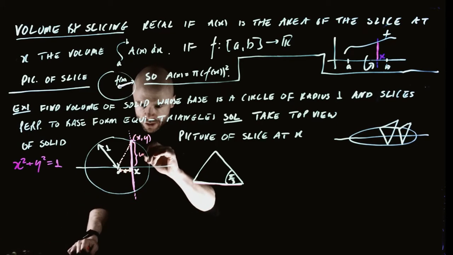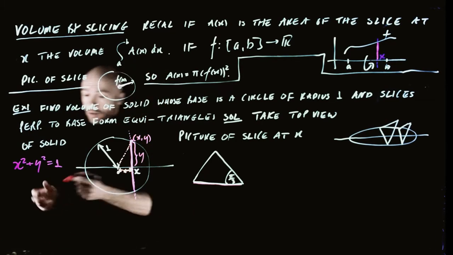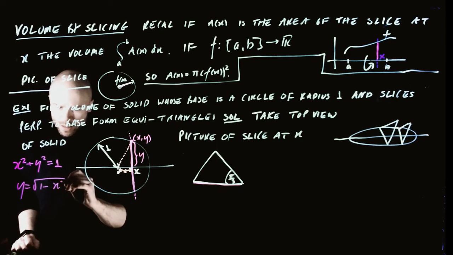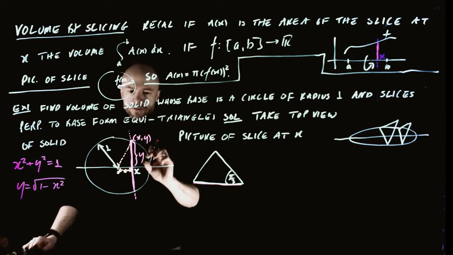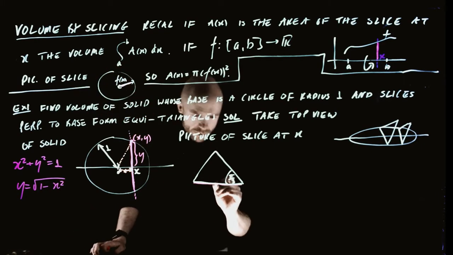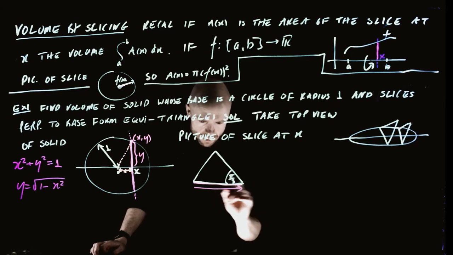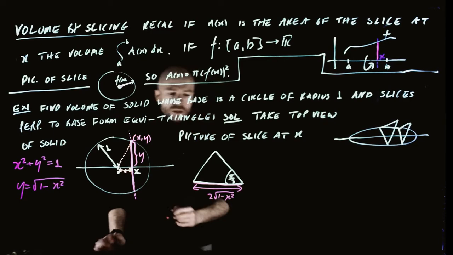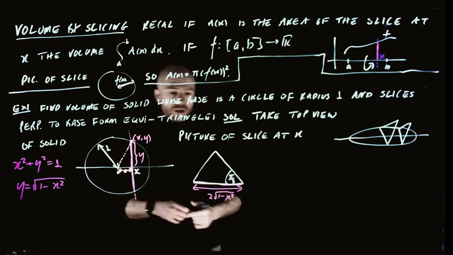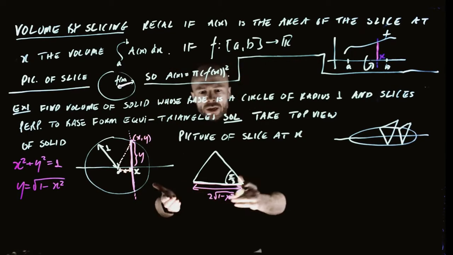Y is this length here. So we can solve for y. Then y is equal to the square root of 1 minus x squared. So we have what y is in terms of x, which gives us that this thing is 2 square root of 1 minus x squared. Super. And now we're really in a strong position, because we have one of the sides and we have the angle, right?